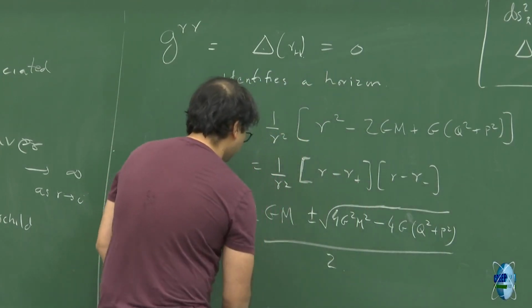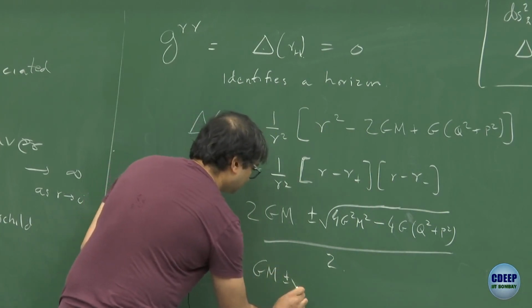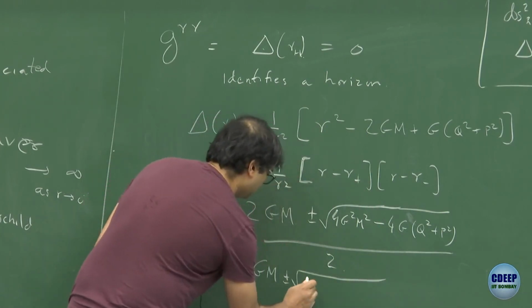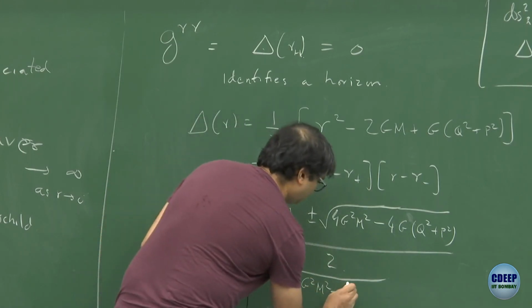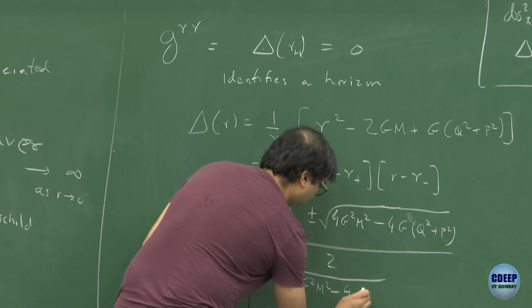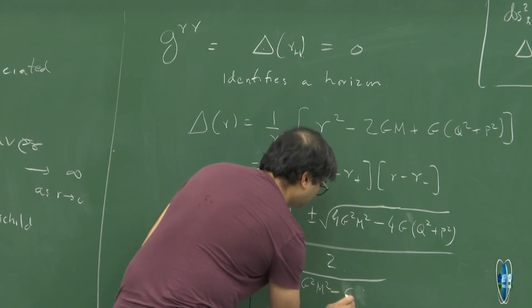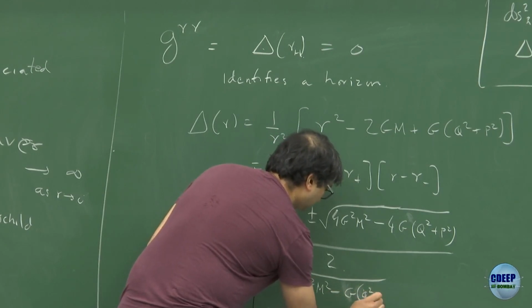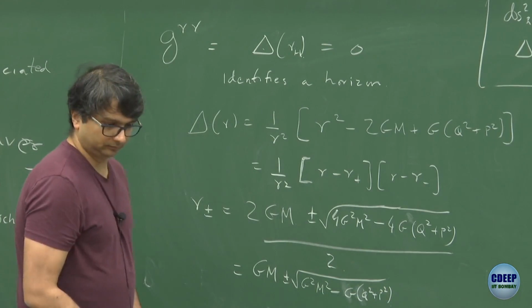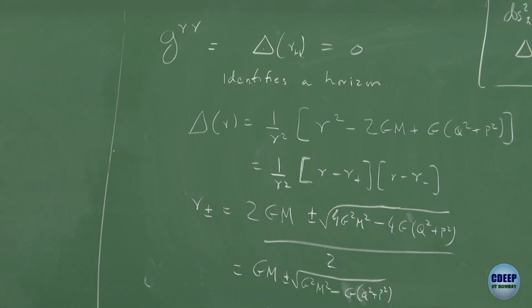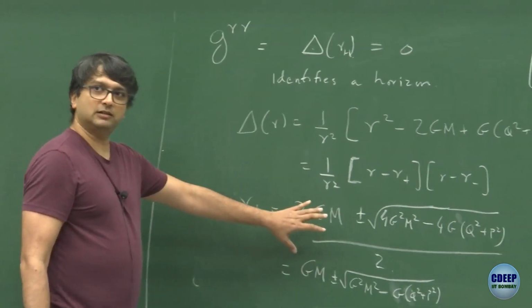So r plus minus is gm. Okay, so what we want to do is plot this delta r as a function of r.